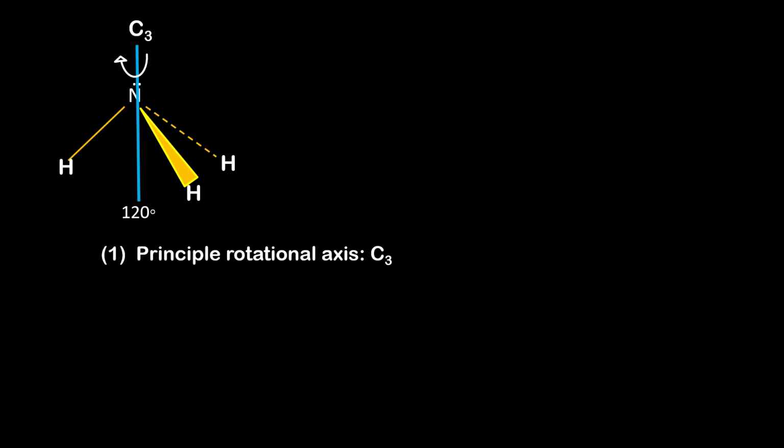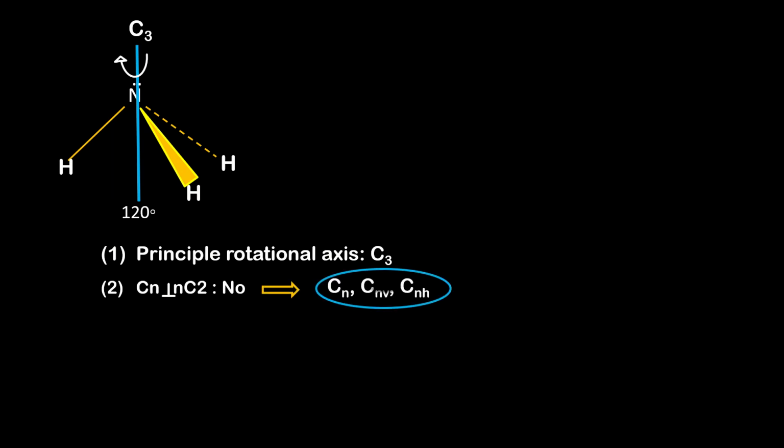Here, the shape of the ammonia molecule is trigonal pyramidal. Second, is there any Cn perpendicular and C2 present? No. So it belongs to C type of the point group. Third, is there any sigma H present?